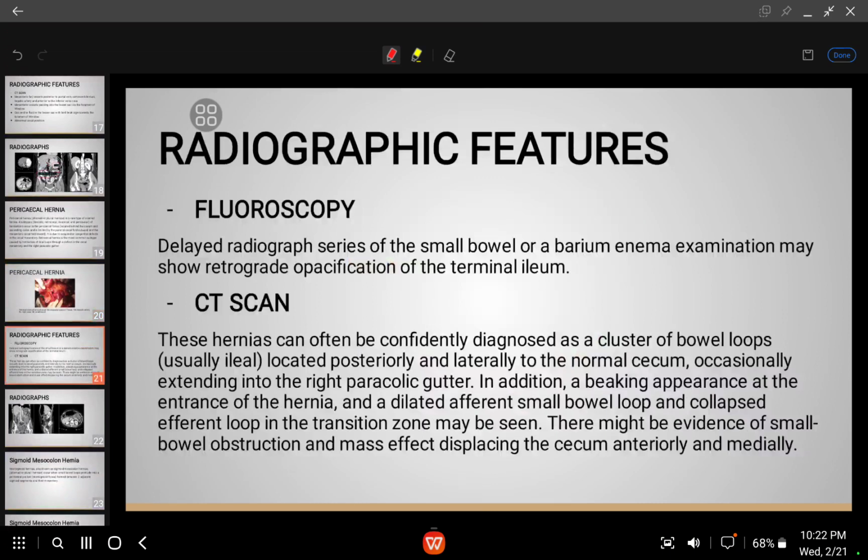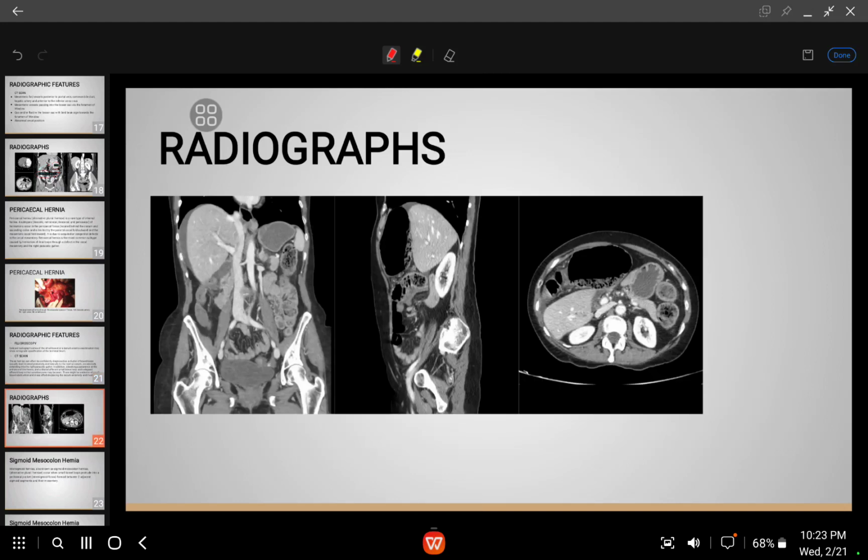Radiographic features: fluoroscopy, with delayed radiograph series of the small bowel or a barium enema examination, may show retrograde opacification of the terminal ileum. On CT scans it can often be confidently diagnosed as a cluster of small bowel loops, usually ileal, located posteriorly and a little laterally to the normal cecum, and occasionally extending into the right paracolic gutter. In addition, a beaking appearance at the entrance of the hernia, a dilated afferent small bowel loop and a collapsed efferent loop at the transition zone may be seen. There might be evidence of small bowel obstruction and mass effect displacing the cecum medially. So here you can see the radiographic features on the CT scan.